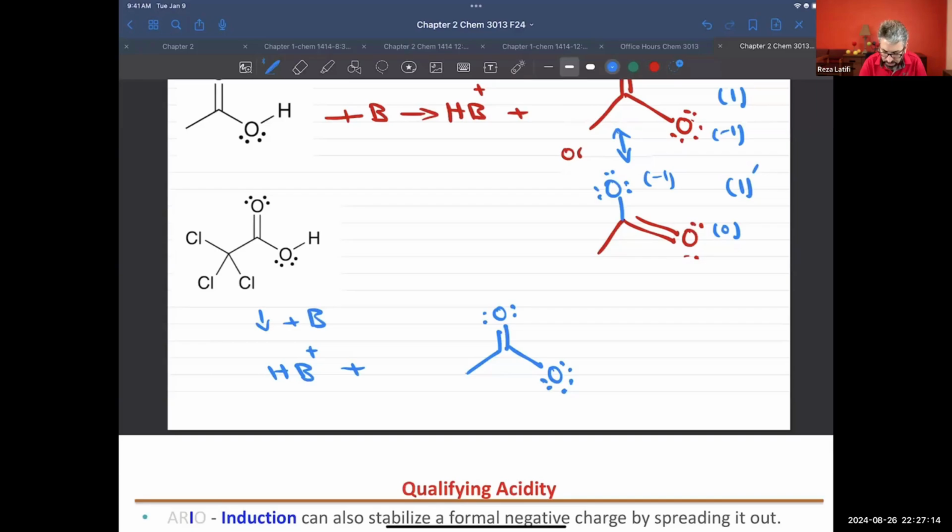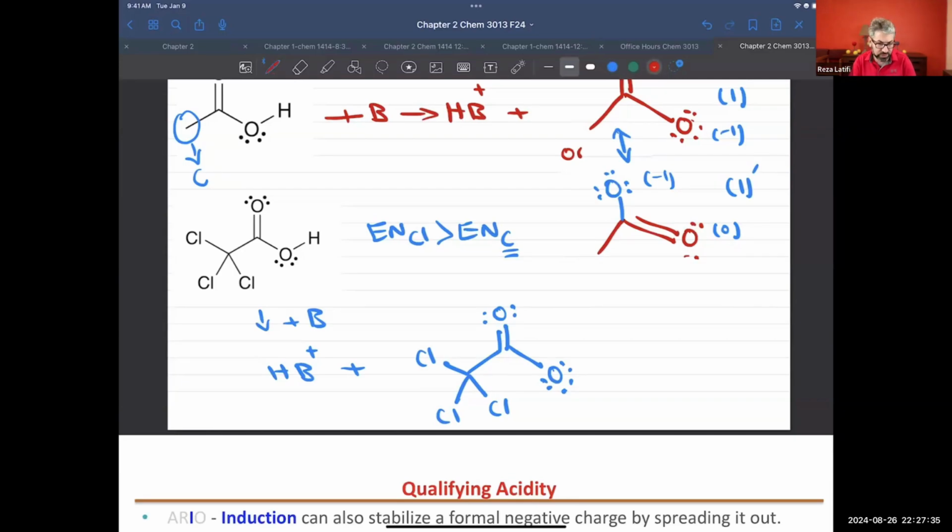And you have carbon that is attached to 3 chlorines. Chlorine has really high electronegativity. So I'm going to say the electronegativity of chlorine is higher than the electronegativity of carbon. Why carbon? Because this element is carbon. That element is carbon. So now what will happen?